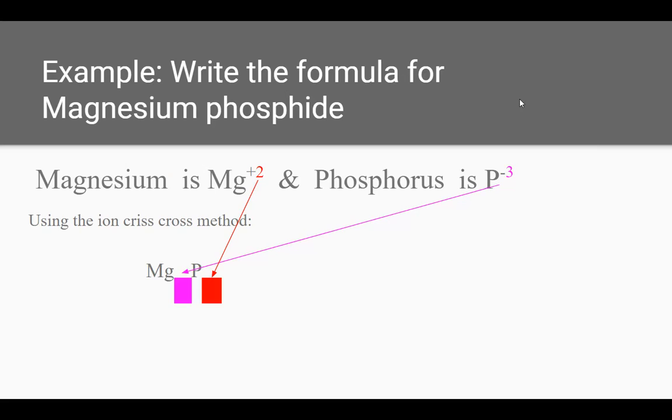Now, if I were to do the ion crisscross, the subscript on magnesium would be the charge number of the phosphorus. So the subscript 3 would become the subscript on magnesium. The subscript on phosphorus would come from the 2 from the magnesium. So I would crisscross. The resulting formula would be Mg3P2.